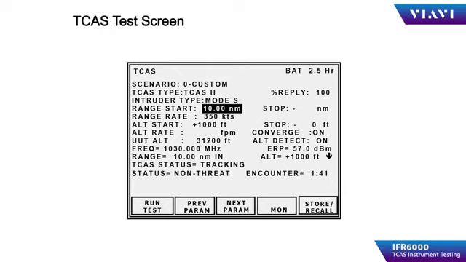The TCAS operation screen is where the operator can configure the physical parameters of the simulated target, such as start distance, altitude, altitude rate, and velocity. It also provides the basic measurements of the TCAS being tested, such as frequency, power level, and whether the target is being tracked.